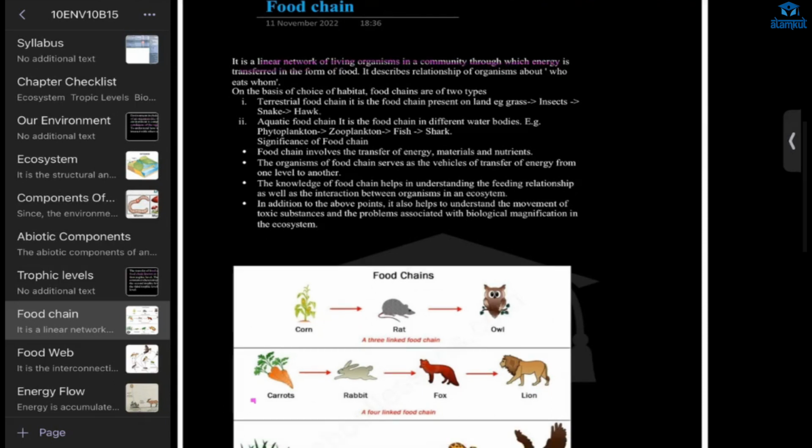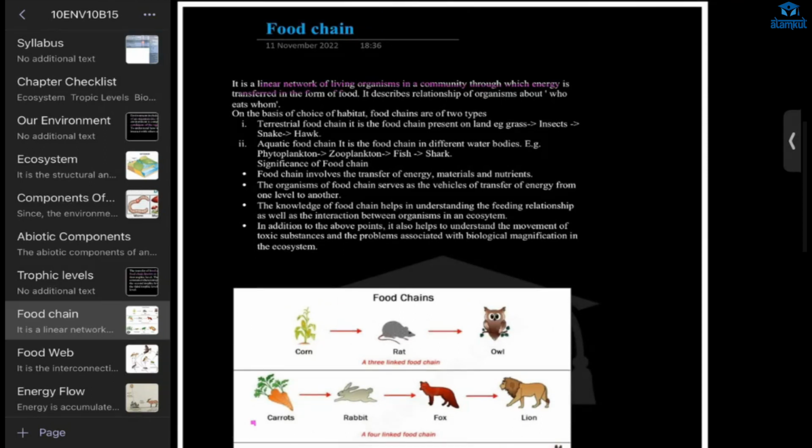The relation is who eats whom. Terrestrial food chain is present on the land. For example, we have grass, which gets eaten by the insect, and the insect gets eaten by the snake, and the snake gets eaten by the hawk. Then the aquatic food chain: we have phytoplankton, which is the producer, and it is eaten by zooplankton, which in turn is eaten by fish, and fish is eaten by shark.